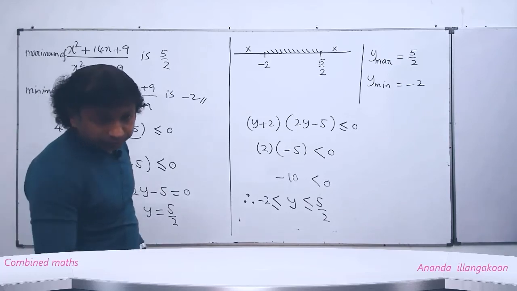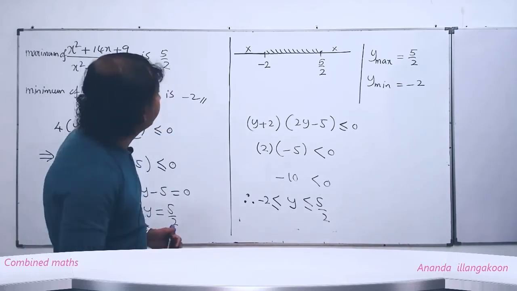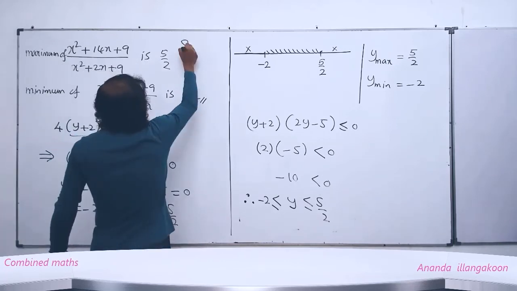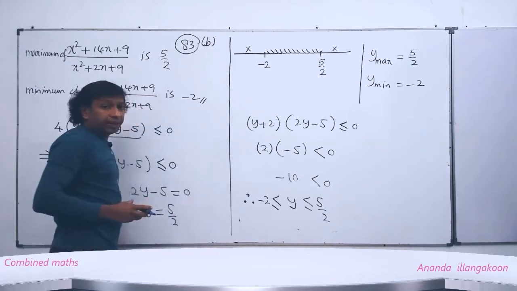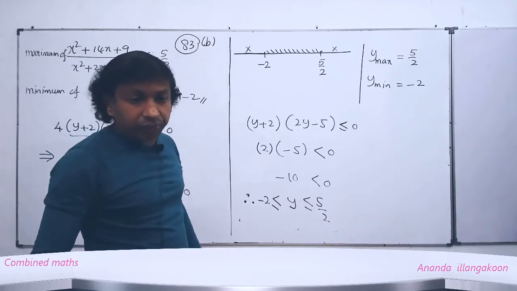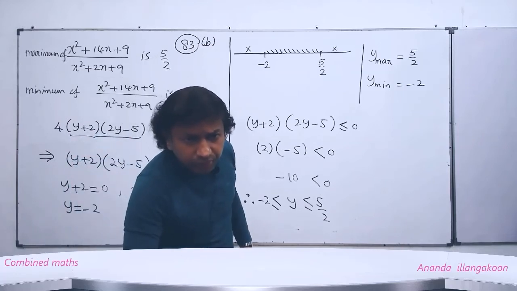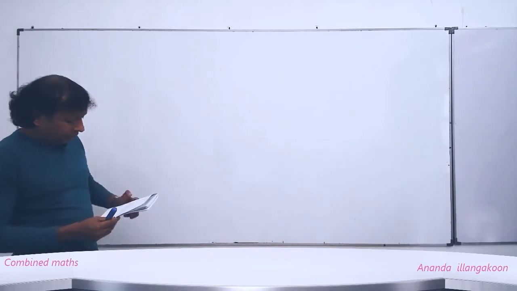Right, people. Another question will come: 83 part B. Take question number 83 part B. Read the question, people. I need 2 minutes.